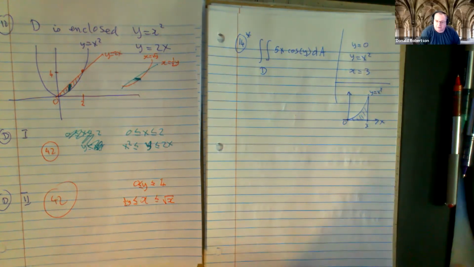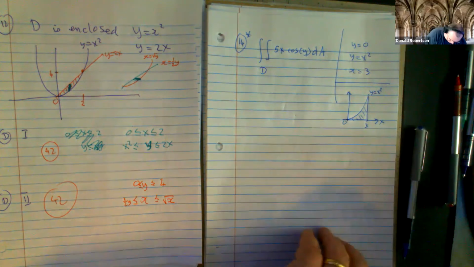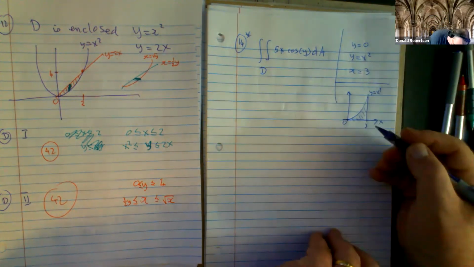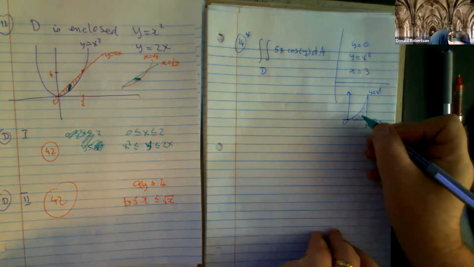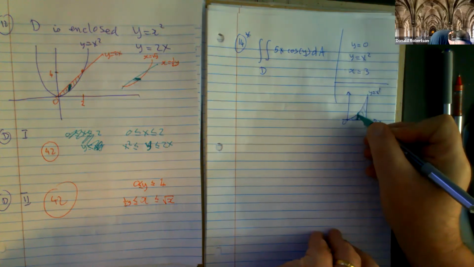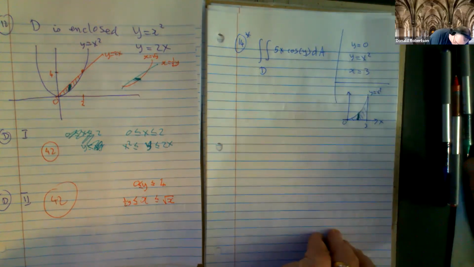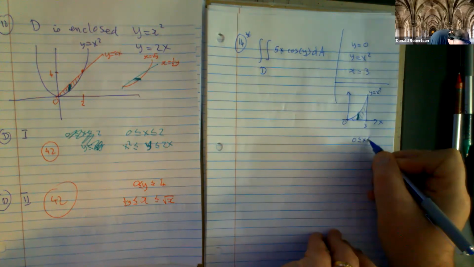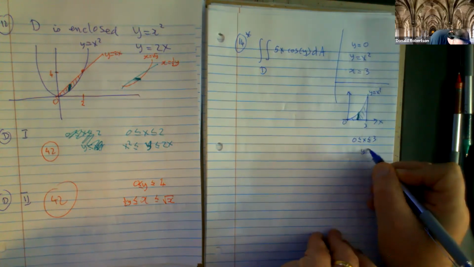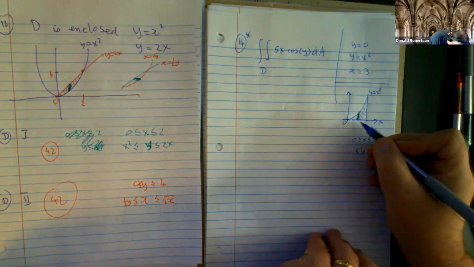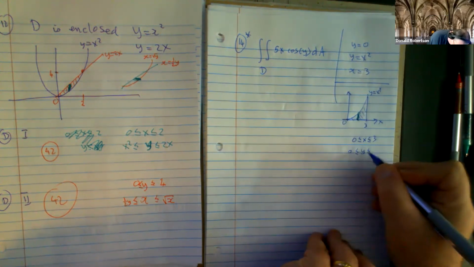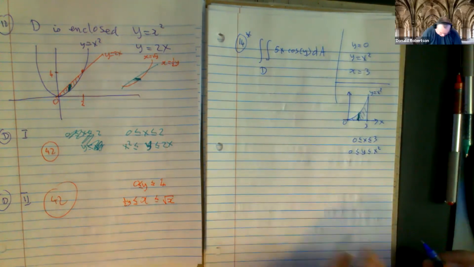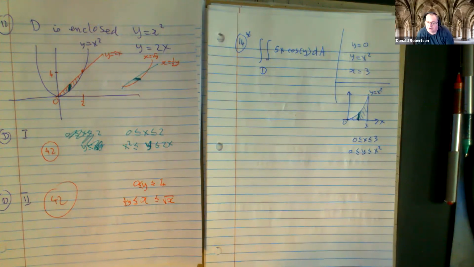Right, that's fine. So looking at the way this one is set up, I'm going to go for a type 1. I'm going to do a vertical. And if you're going to do vertical, then the x's are going to be from 0 to 3, and the y's are going to go from 0 to x squared. Right, that wasn't too painful, agreed?